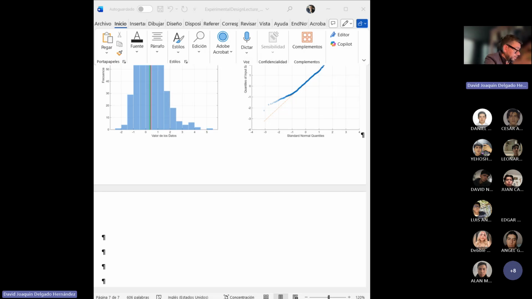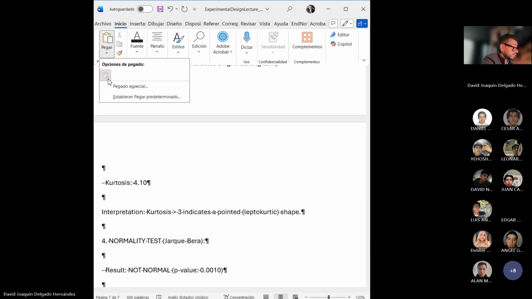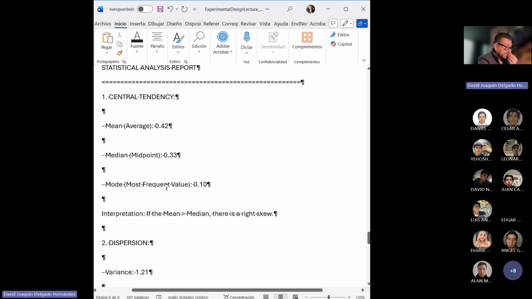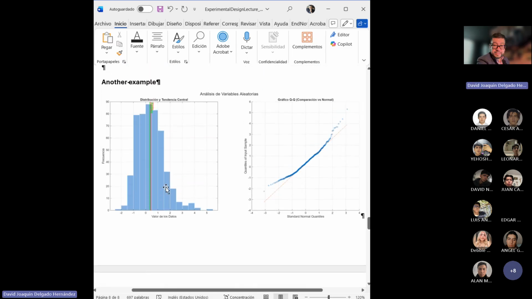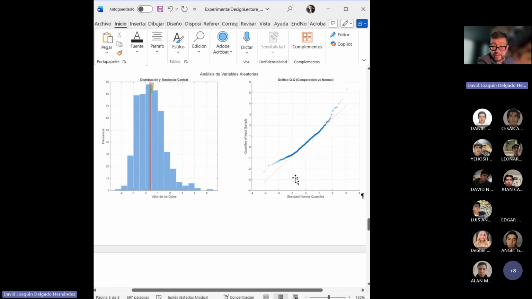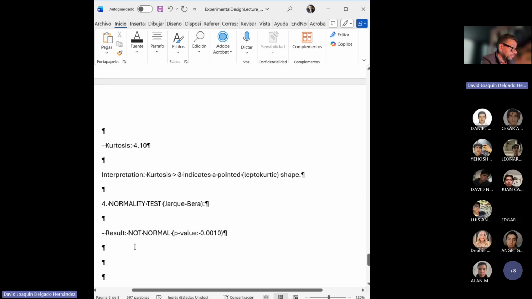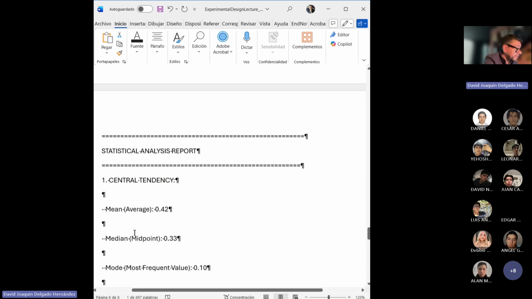And I am going to put here the results. Paste. Okay. So look, in this new example, as you can see, we cannot claim a normality because the blue dots are not exactly along the red line, okay? So it is not normal. Not normal, okay?